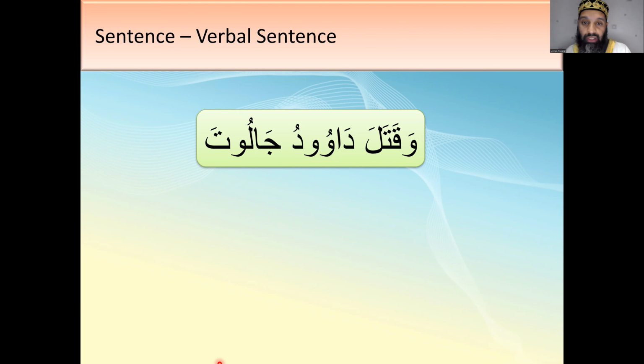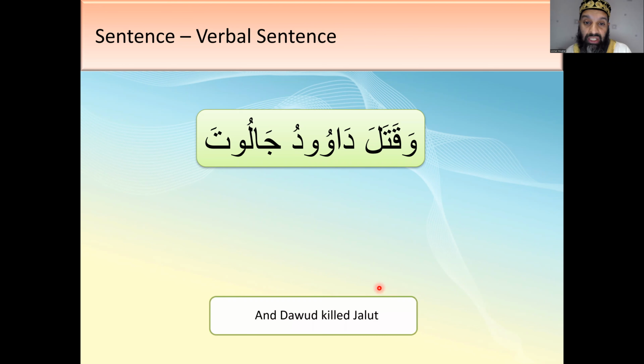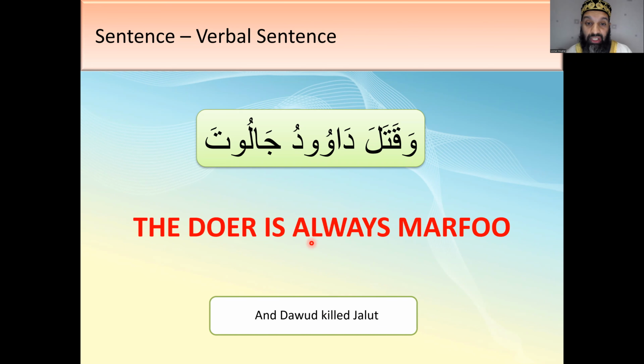So the rule was that the doer is the one that is marfu. The doer of the verb is the word that is marfu, and usually comes after the verb. Normally the verb comes first and then the doer comes afterwards. The doer is always marfu. Remember, right? So in this case, Dawood is marfu.